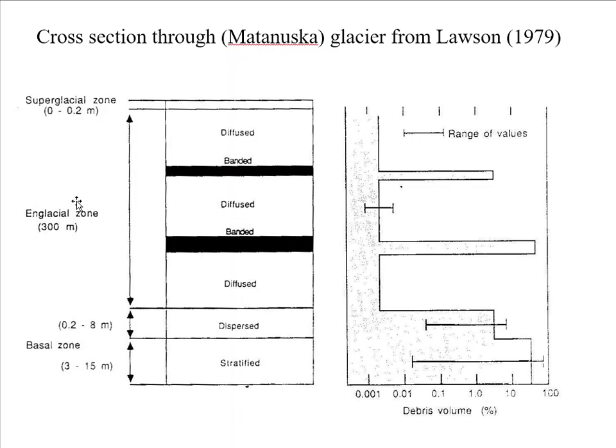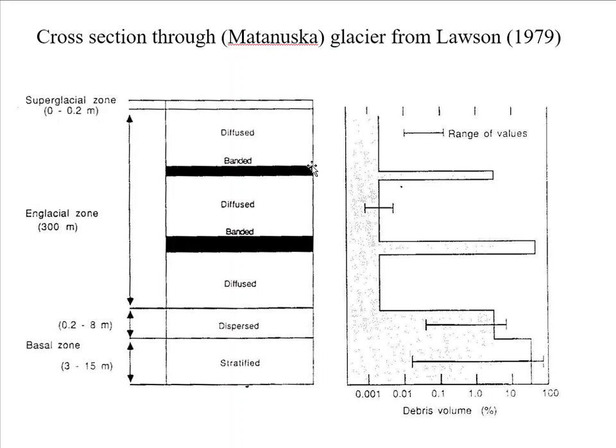Now, within each of these zones, he's divided it up, and we commonly talk about different facies of ice. So within the englacial zone, for example, he differentiates between the diffuse facies, which occupies most of the englacial zone, and just occasionally these bands, or the banded facies. And you can see what the difference between those is if you look on the right-hand side here, where you see a graph. Notice it's a logarithmic scale, the debris volume in these different layers. And in the diffuse facies of the englacial zone, the debris content is down here at the level of, well, 0.001%, so extremely low debris content. We're talking here about the occasional speck of dust.